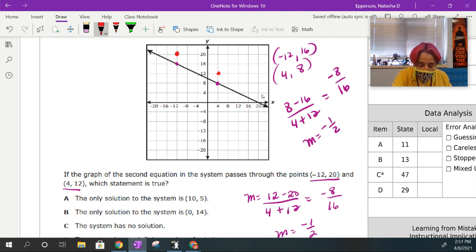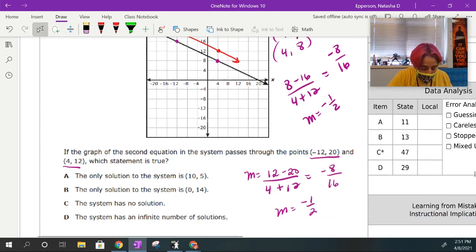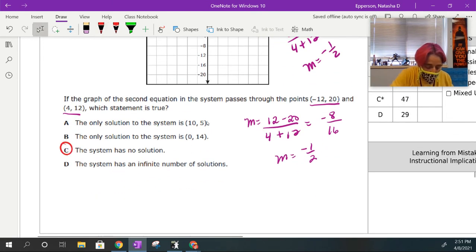So if they have the same slope but different y-intercepts, that means these are going to be parallel. So that means this system has no solution. If they were the same line, meaning the same intercept, then that would be an infinite number of solutions.